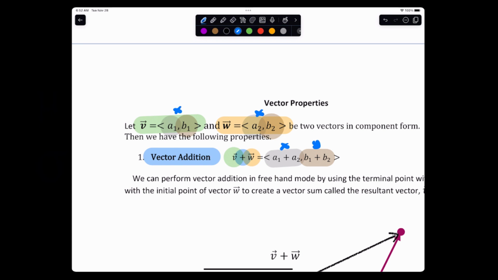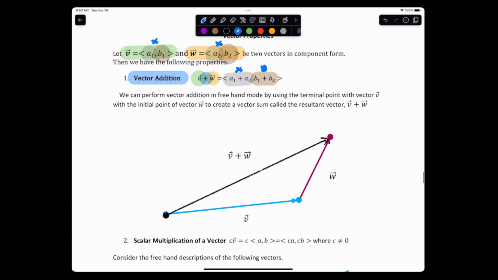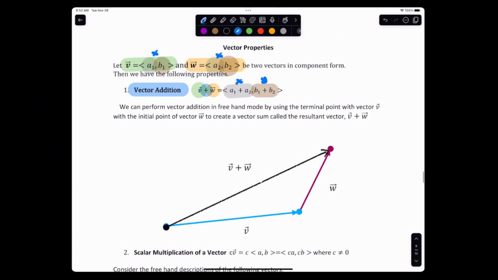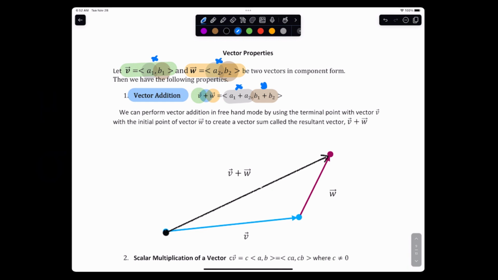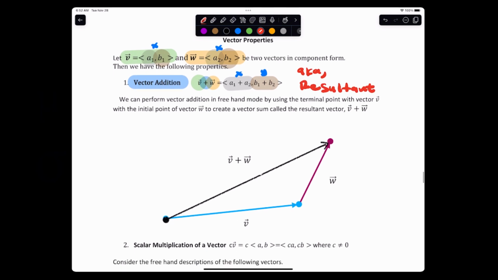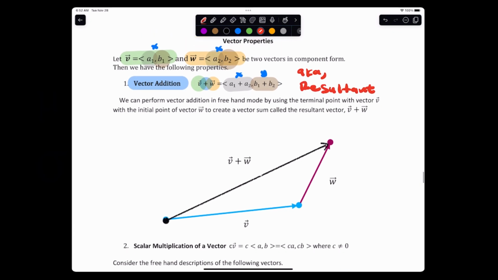You can add two vectors together. Now, what I want to share with you guys here is there's going to be a graphical form of how to do this that we're going to use later, but this is going to be our vector addition. And just so we know, this sum is also called a resultant vector. Now, I'll get back to the geometry of vectors later. We're just going to focus on the vector sum for now.